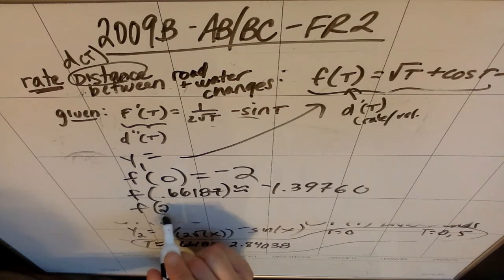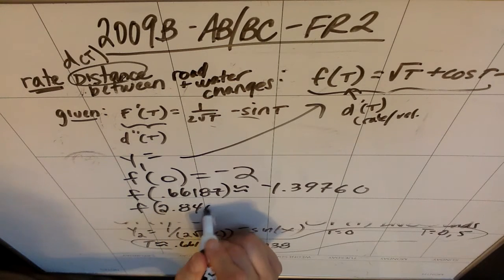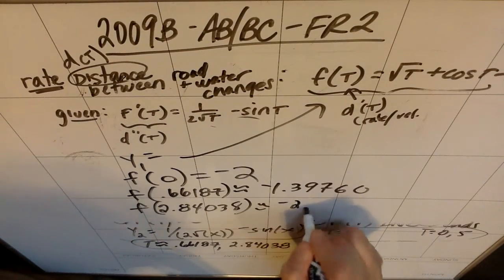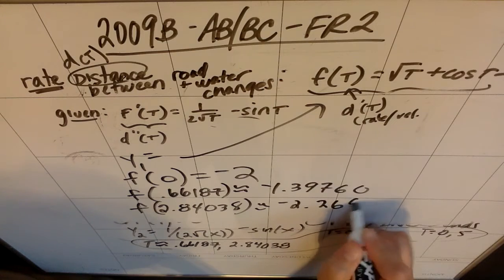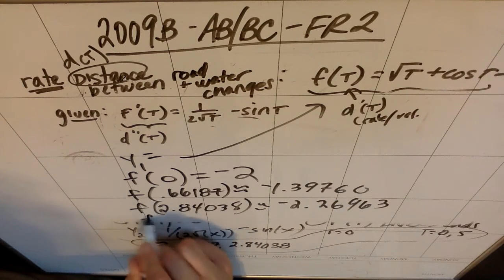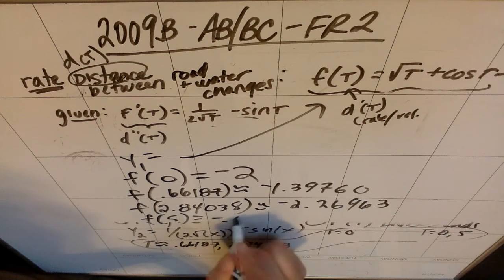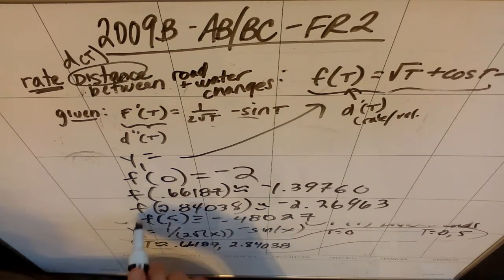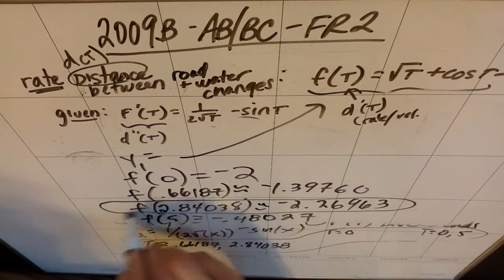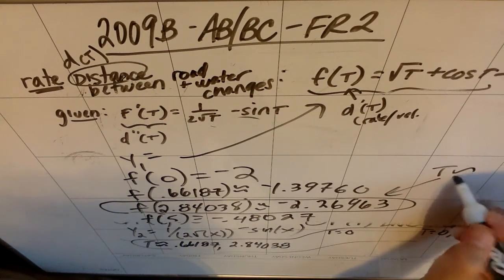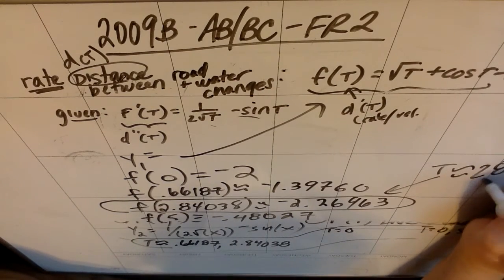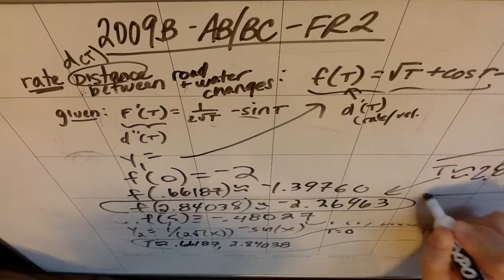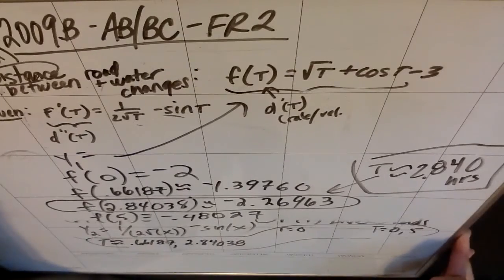I plug in f of 2.84038 and I get approximately negative 2.26963. And I plug in f of 5, and I get a negative 0.48027. The question was, what is the minimum value? When is this the most negative? And so my answer is that t is approximately 2.840 hours.